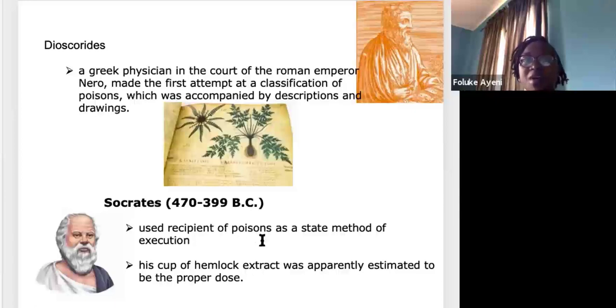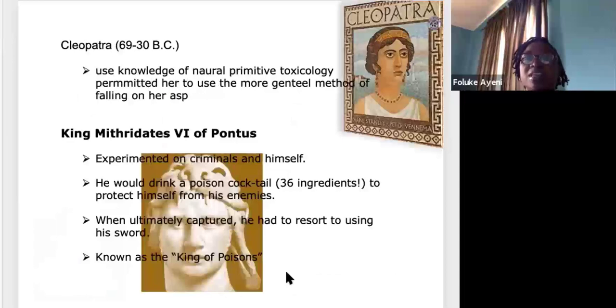That was his work. We have Socrates. You must have heard about some of these men. He was instrumental in using poison as a state method for execution, and he was recognized for that work. The ruling people of his time used him against their political opponents. We have Cleopatra, who also used our own knowledge of toxicology to develop some poisons and document them in another documentation.